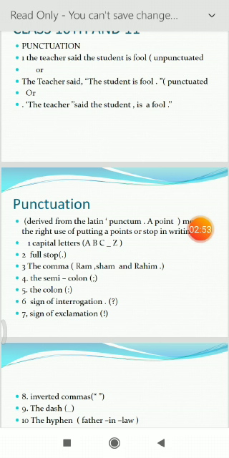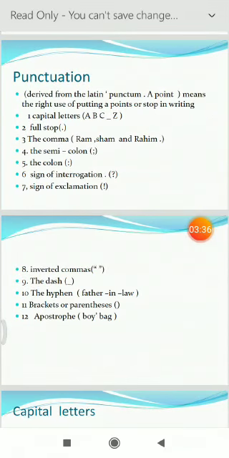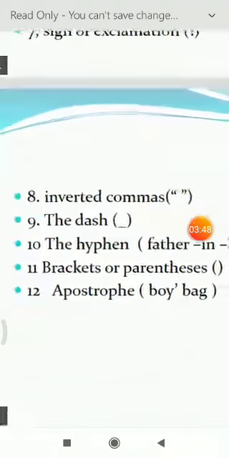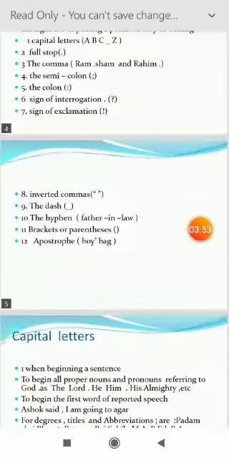The following are the principal stops: capital letters, full stop, comma, as in Ram, Sham and Rahim, semicolon, colon, sign of interrogation, sign of exclamation, inverted commas, dash, hyphens, brackets. These are some of the principal stops.